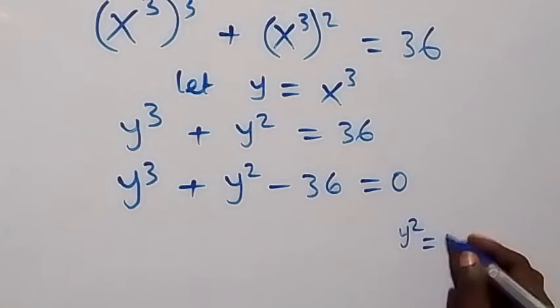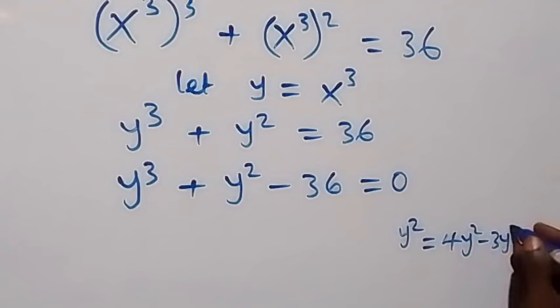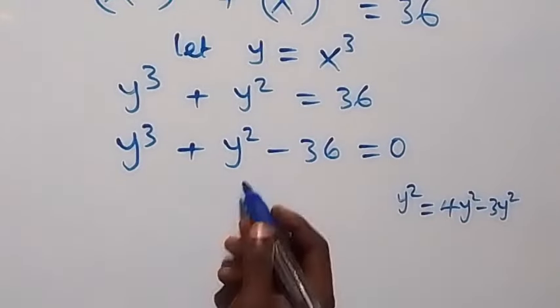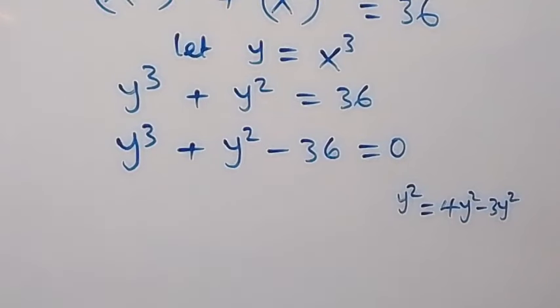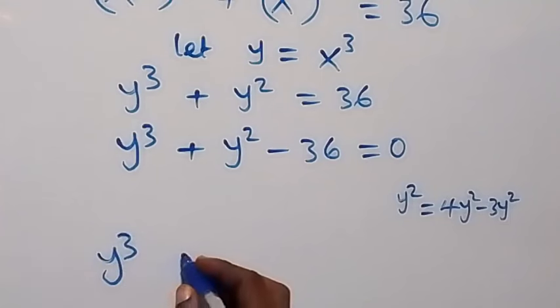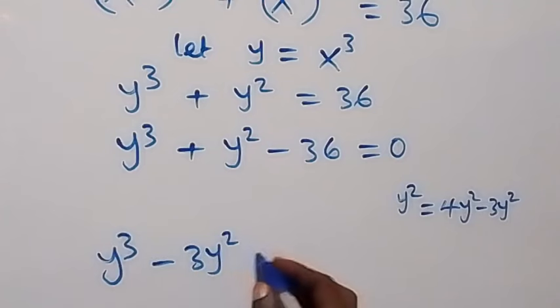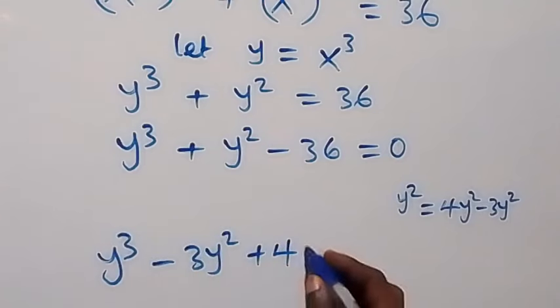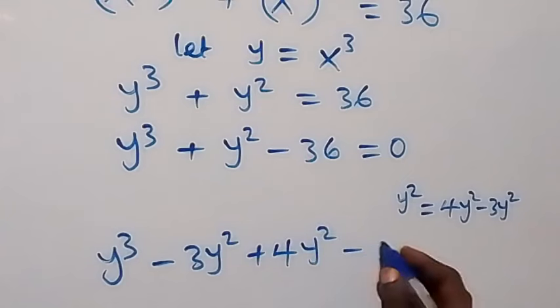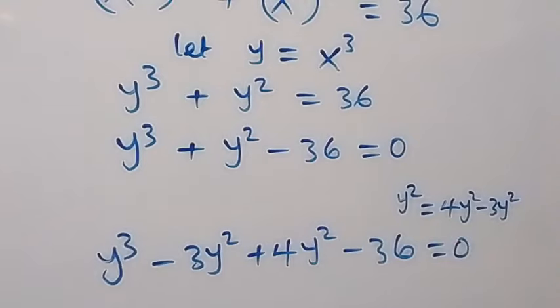4y squared minus 3y squared. Then that means we can replace this as 4y squared minus 3y squared, and which we can write as y raised to power 3, when we write minus 3y squared first, then plus 4y squared minus 36, then equals to 0 from here.